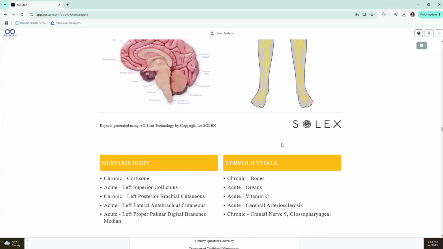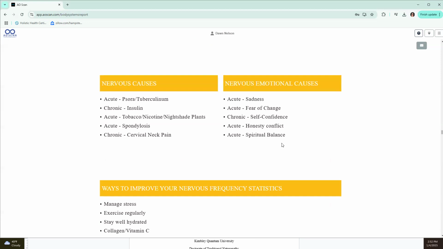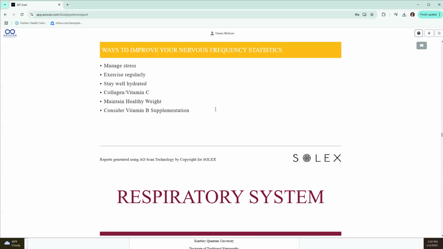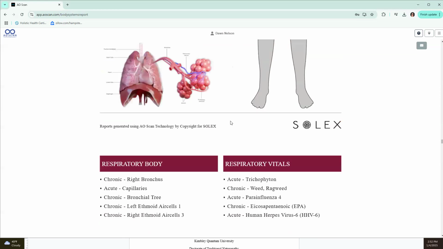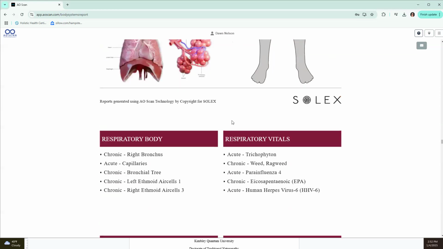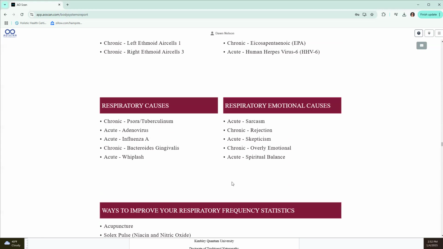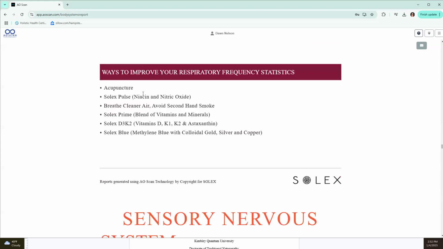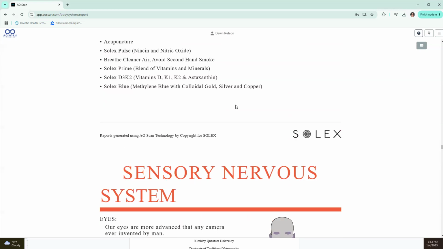Nervous system, emotions, causes, ways to improve, respiratory. Again, same things over and over. Again, right? I said they're going to recommend their products. Breathe cleaner air, and that's a challenge sometimes out there in the world, right? I don't smoke.